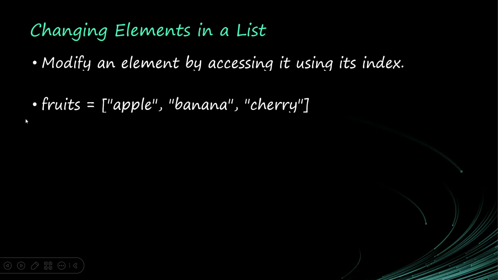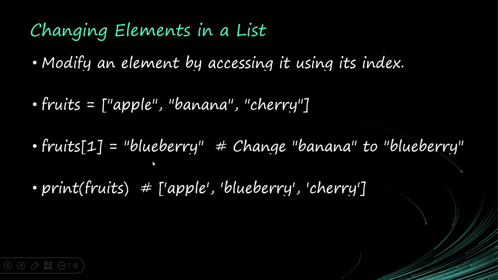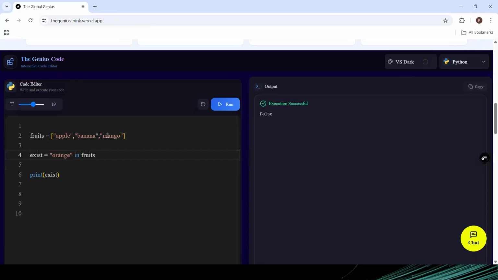So I can say I have a list like this, and I'm saying the element at index 1, change it. The element we have here is banana. So we want to change this banana. We'll get the element at index 1 and assign it to blueberry. Once you do this, if you now print the fruit, you're going to get blueberry. So let's go on and see.